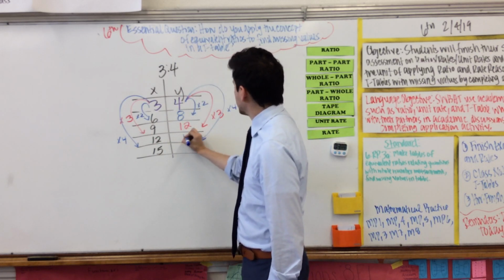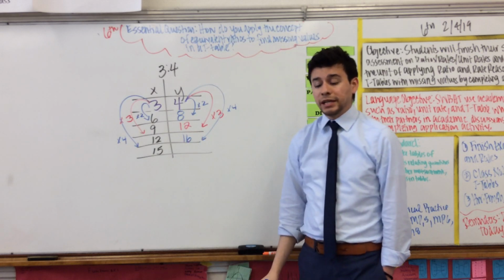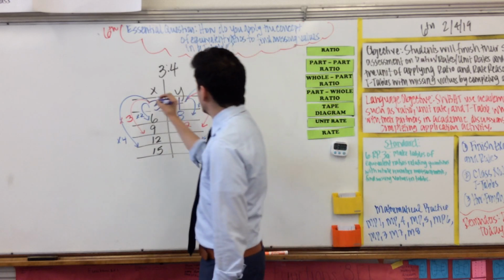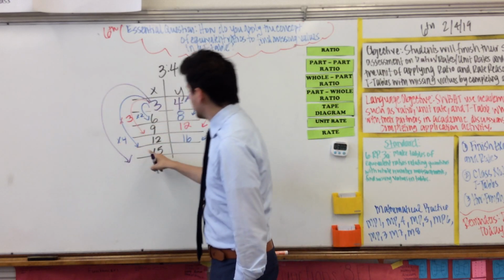4 times 4 will give me my 16. You see, I'm using equivalent ratios. I'm going to use purple. Hopefully it shows. I want to go from 3 to 15.